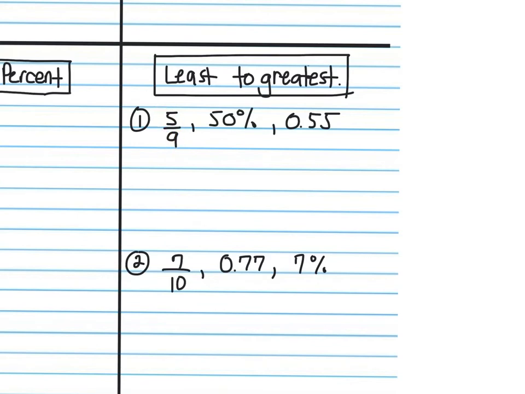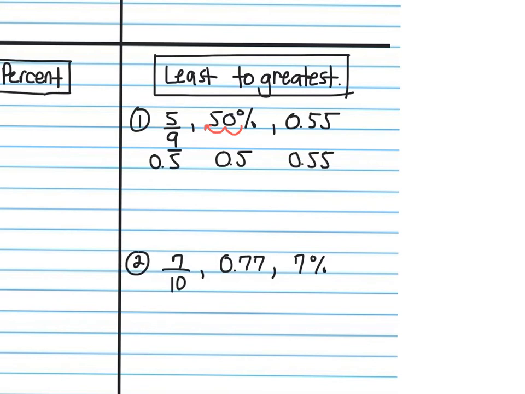Okay, so when you change it into a decimal, you're going to get 0.5 repeating. So I'm just going to write that underneath it. And then for 50%, we're going to move the decimal point 2 times to the left to make that percent into a decimal. So that's going to be 0.5. And then the third number is just 0.55.